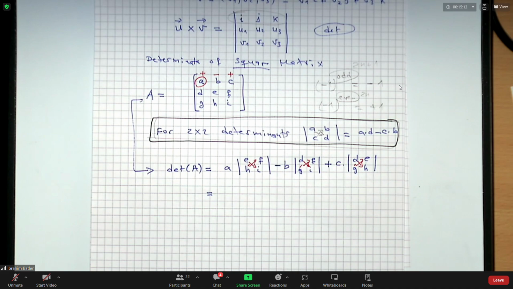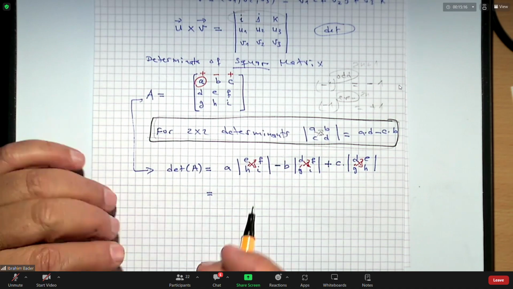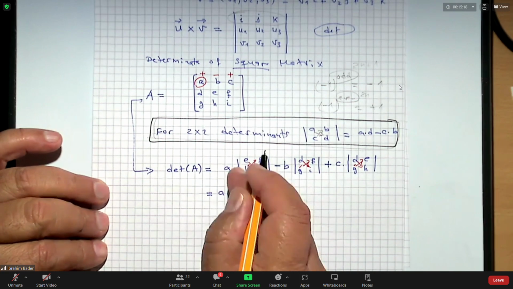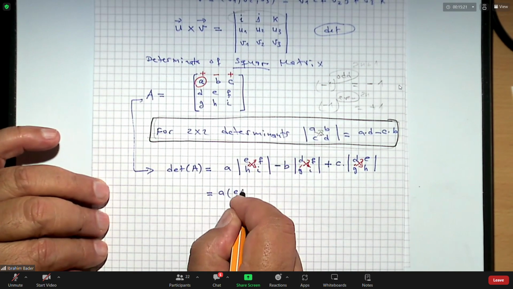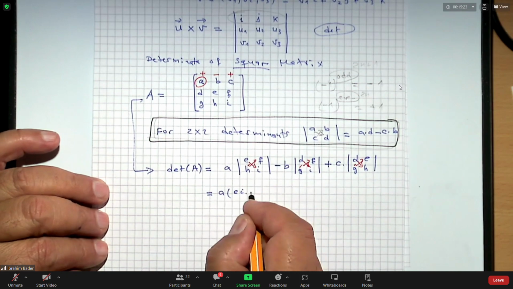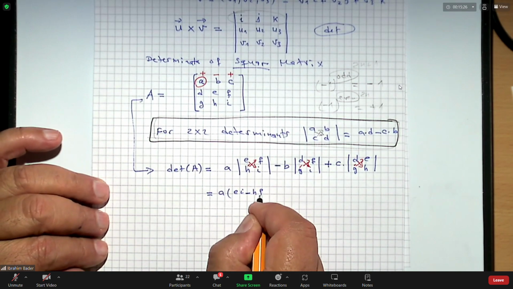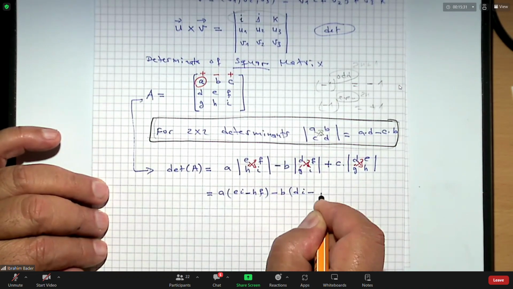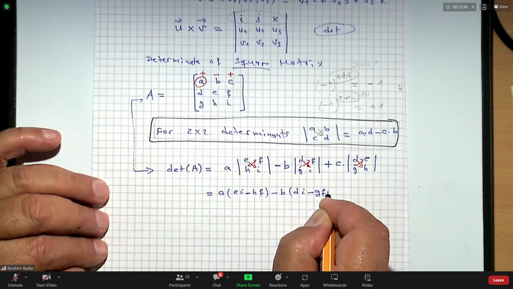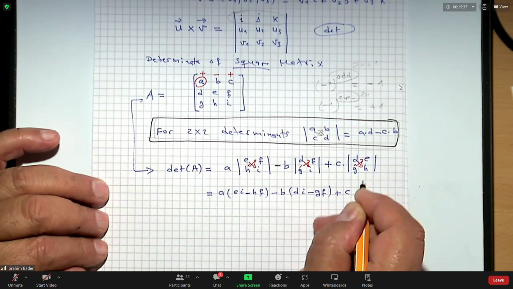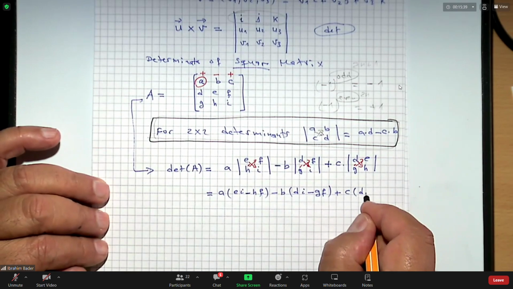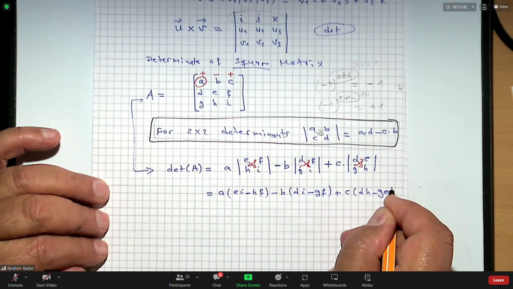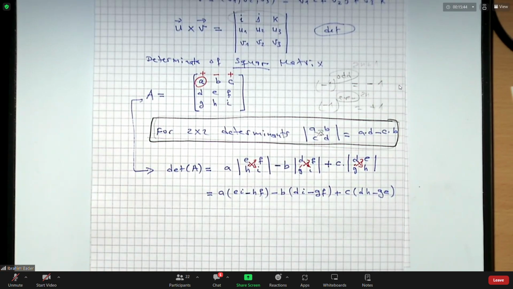Okay, so let's evaluate it. A times (EI minus HF), minus B times (DI minus GF), and the last one, plus C times (DH minus GE). Then you can of course expand it. So this is the final formula. This is one way how to do it.